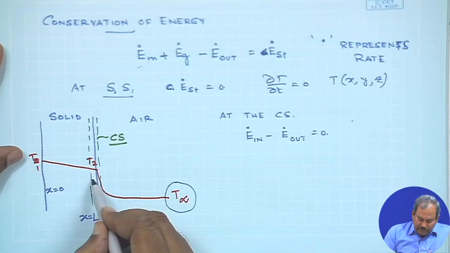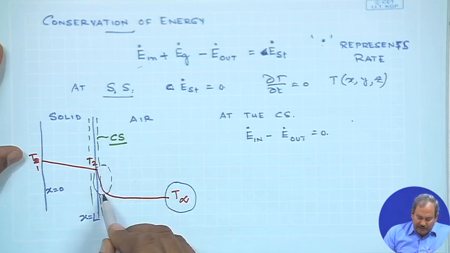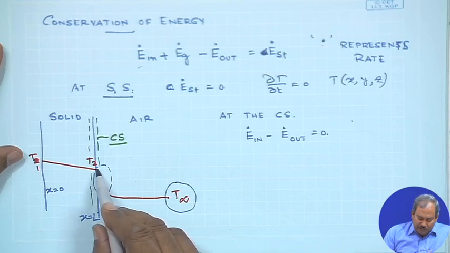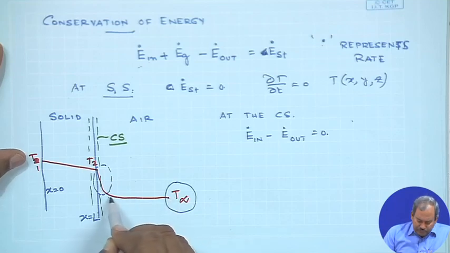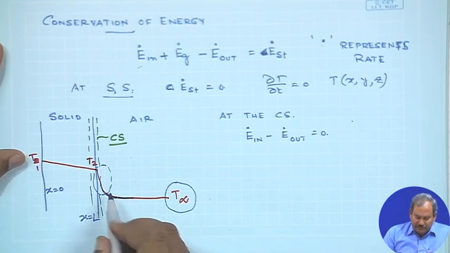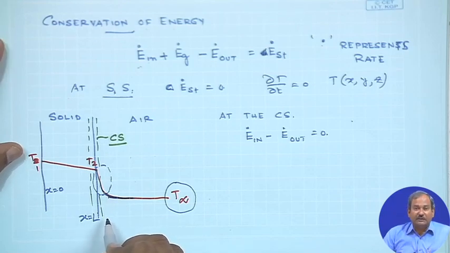If you consider this region very close to the solid surface in the fluid, where the temperature sharply changes from T2 to T infinity far from the plate, the temperature asymptotically approaches the free stream temperature. By analogy with our previous discussion, you can clearly see that this establishes the concept of a thermal boundary layer.